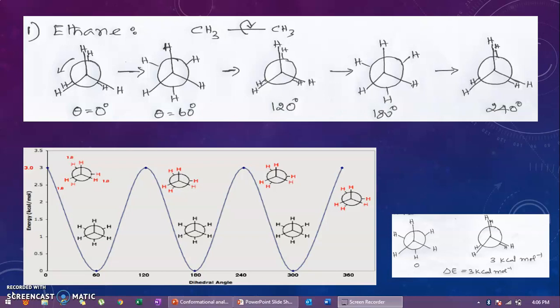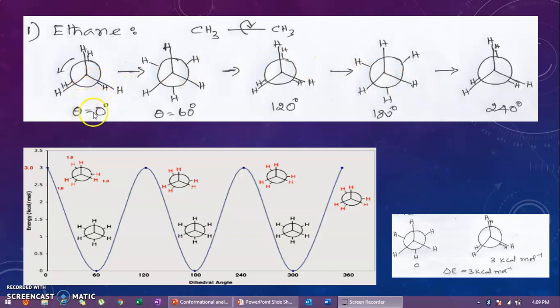Now let's start with the molecule ethane. In ethane we have a carbon-carbon single bond. The free rotation about this carbon-carbon single bond generates an infinite number of conformations. But here I have given only some important conformations which have the highest energy and the lowest energy possible.